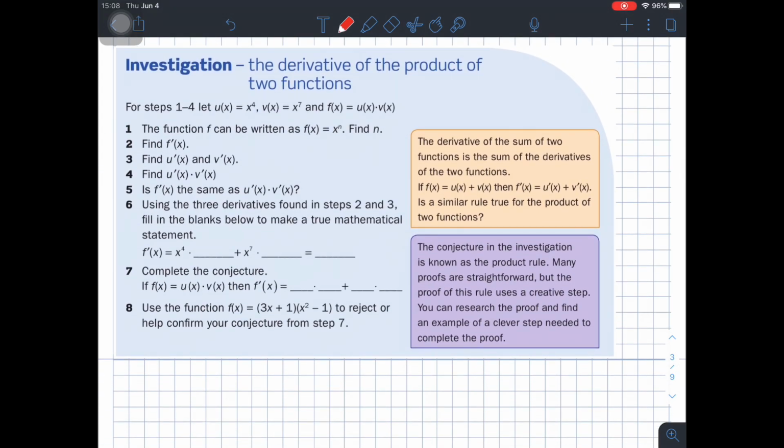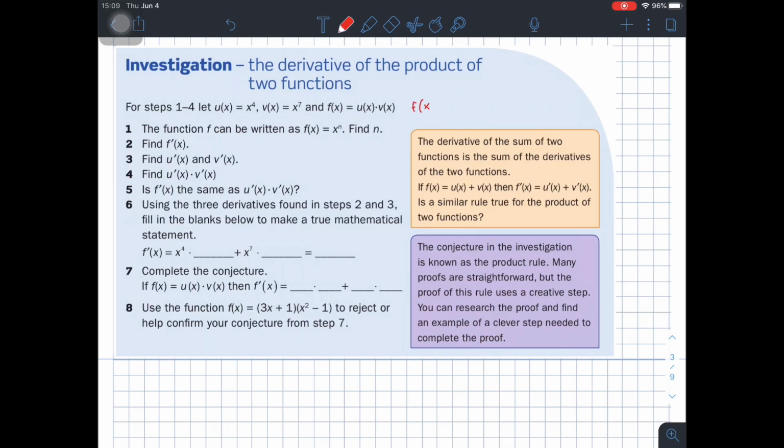We're going to start with a short investigation in order to see what this is about. It says, the derivative of the product of two functions. For steps 1 through 4, let u(x), function u, be equal to x to the fourth power, and v(x), function v, equal to x to the power of 7. And f(x) is the product of the two functions. So it says the function f can be written as f(x) equals x to the power of n. Find n.